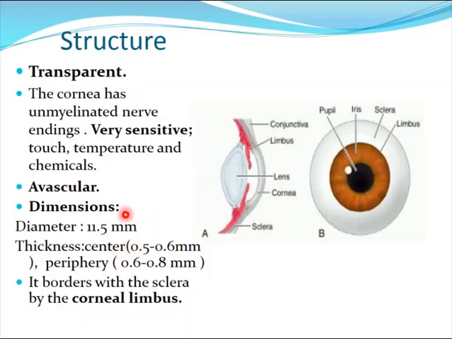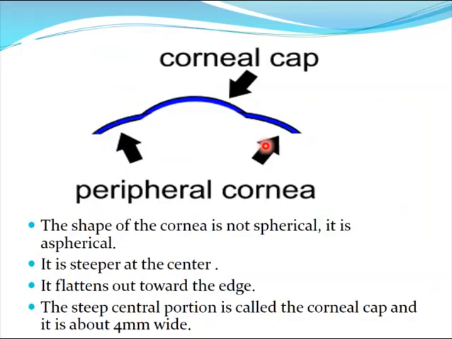And here we give you the dimensions of the cornea. This is the corneal cap, while this is the peripheral cornea. The shape of the cornea is not spherical. It is aspheric. This is a very important point. Aspheric. Cornea is aspheric, not spherical.